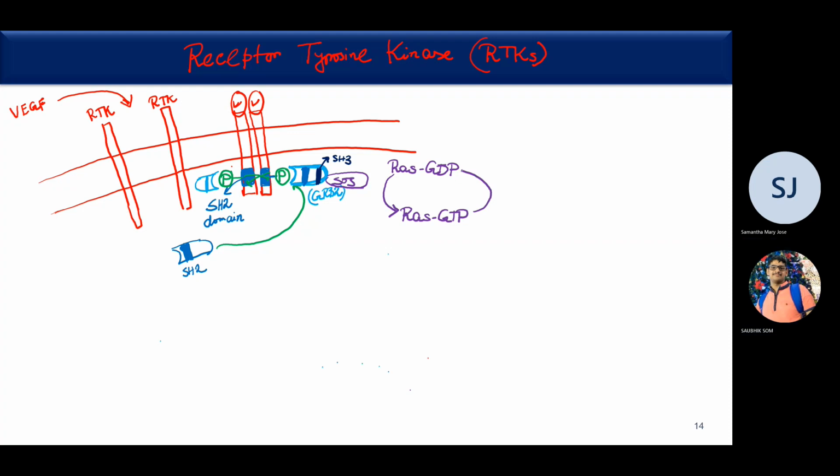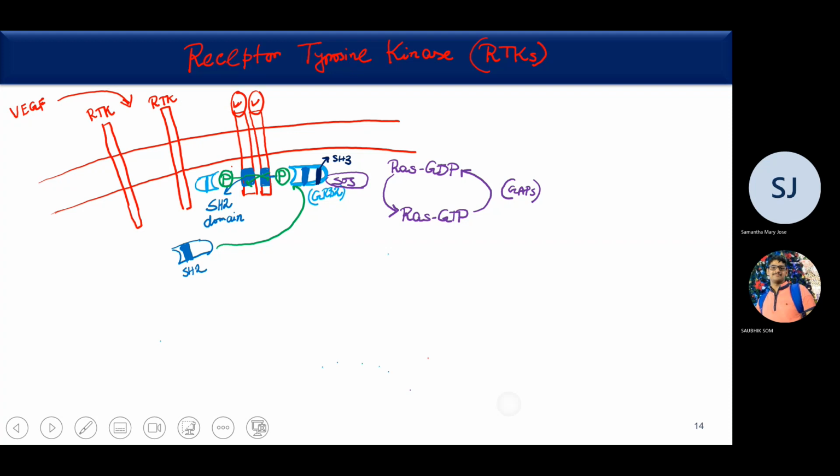Now it cannot be a constitutive signaling. So a GAP, GTPase activating proteins, or GAPs, again deactivate the RAS. So as you can see, there is a constant feedback loop going on, with RAS activating and deactivating.